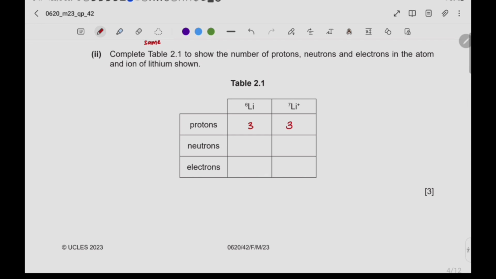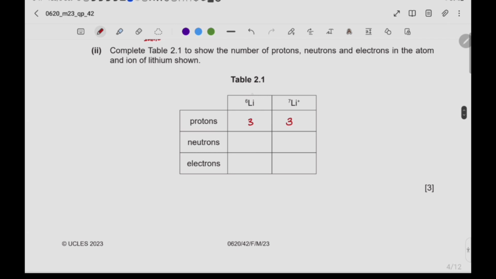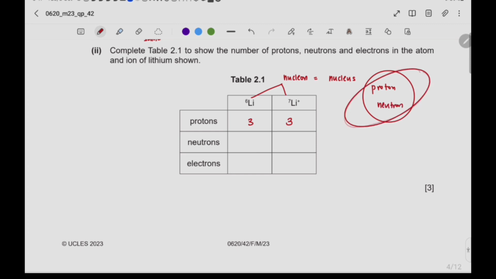So this is 3, but the nucleon, this is under nucleon. A lot of students will get confused. This is the nucleon number. Why? Because I memorize them as inside the nucleus. So inside the nucleus, they will have my proton and neutron, and outside is our electron. So very simple. Nucleus, nucleon, neutron is always neutral. So that's why 6 minus 3 you should get 3, 7 minus 3 you should get 4.